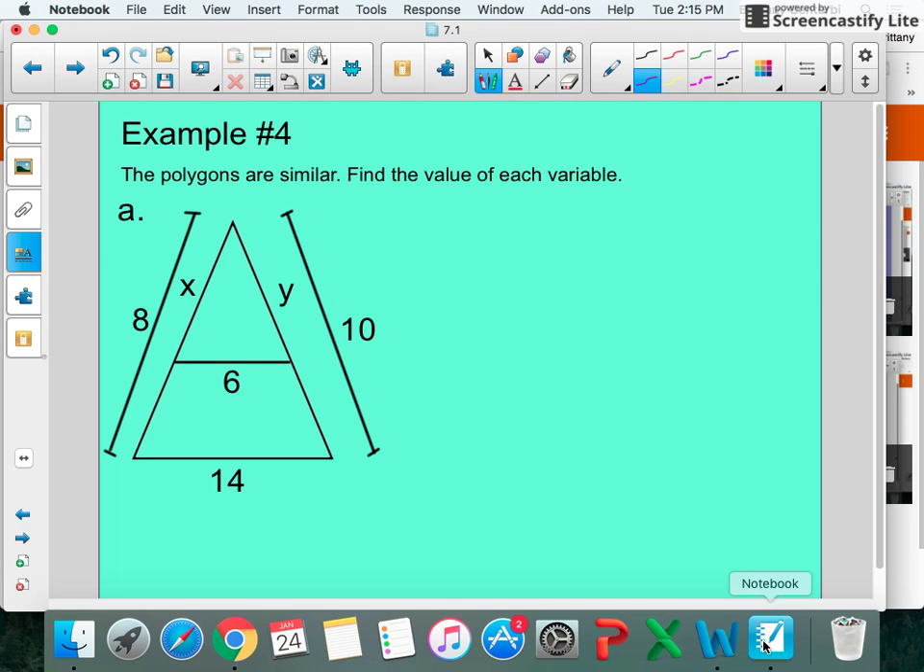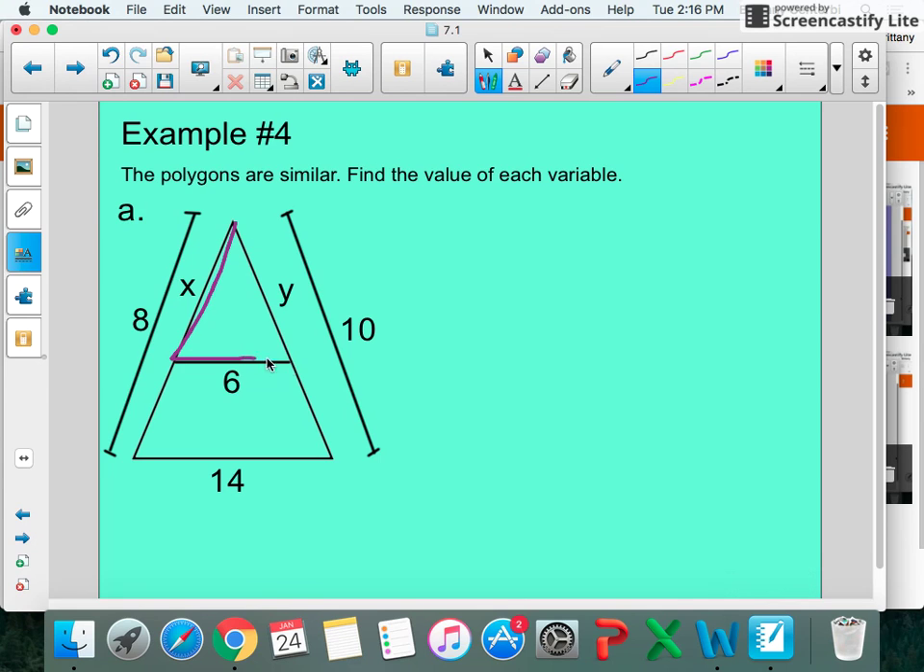All right, so today is going to be a continuation on from yesterday's similar triangles. Yesterday we were trying to show if they were similar, and today we're going to know that they are similar, and we're going to use that to solve for the missing variables. So our first step is we're going to have to break these triangles up because I have two triangles here.